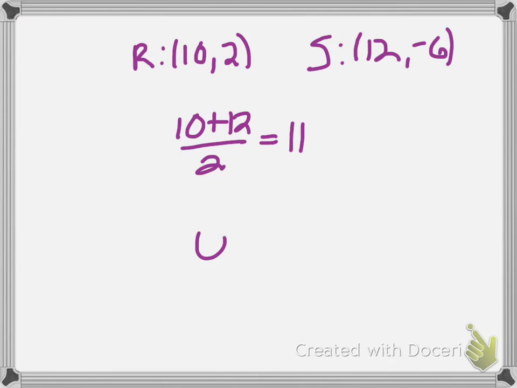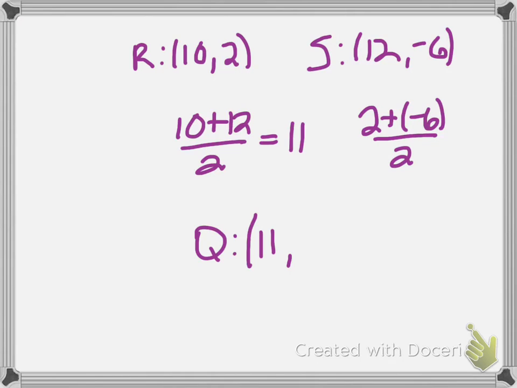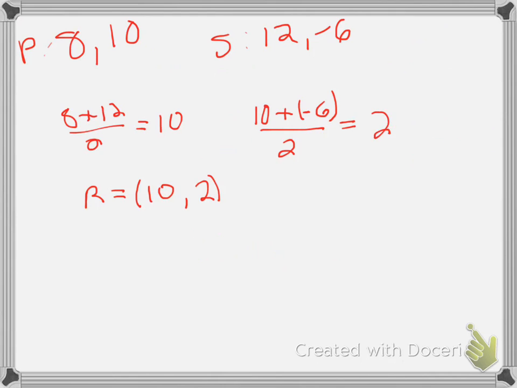So now that we have this, I'm going to go ahead and plug this in. X is 11. So then let's do 2 plus -6 divided by 2, and this is going to give you -2. So for q, we have 11, -2.